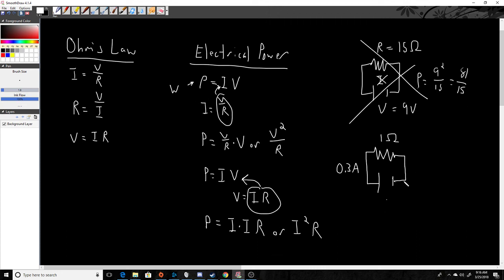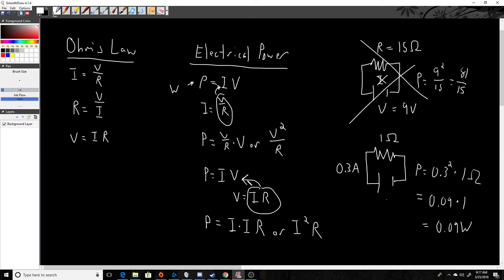All right, so in this case, the power would be equal to I squared, so I've got 0.3 squared times the resistance we said was 1 ohm. Break this down quick: 0.09 times 1 is 0.09 watts. I could do that one in my head. I think I did it right.